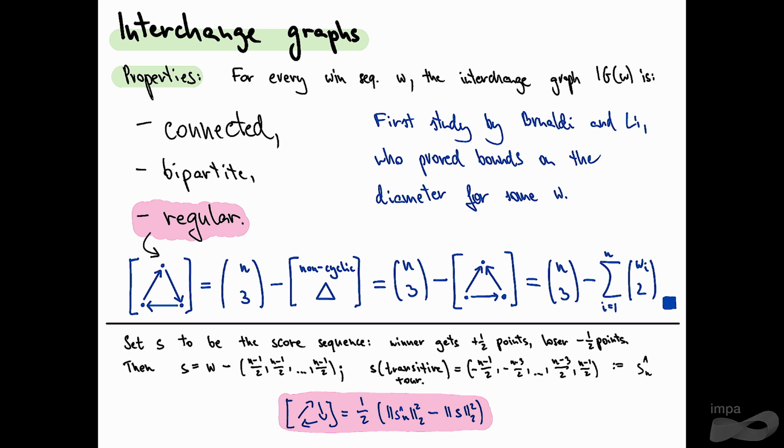And this formula can be phrased in some distance-like form. To express the number of cyclic triangles, we will just deduct the square length of the score sequence from the square length of the transitive tournament score sequence, and divide by 2.